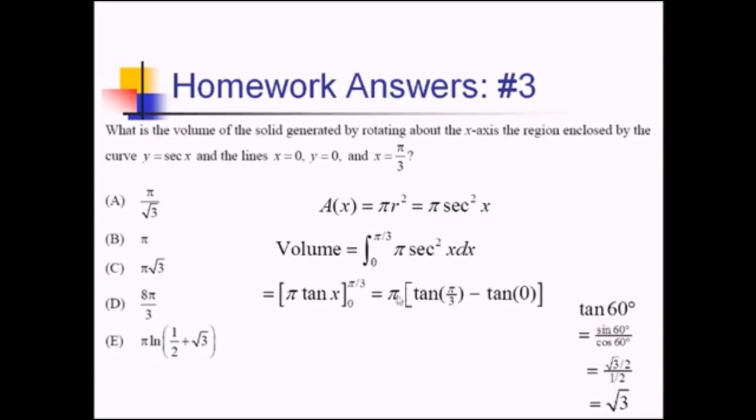So then this is going to be pi times radical 3 minus, what's the tan of 0? That's the slope at 0 degrees, or 0 radians. So that's just 0. So this ends up being then just pi times radical 3, which is going to give us answer choice C.